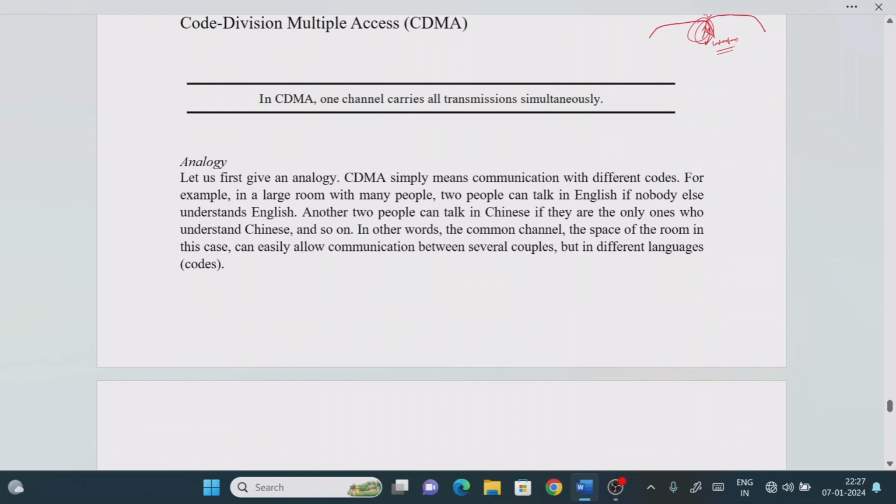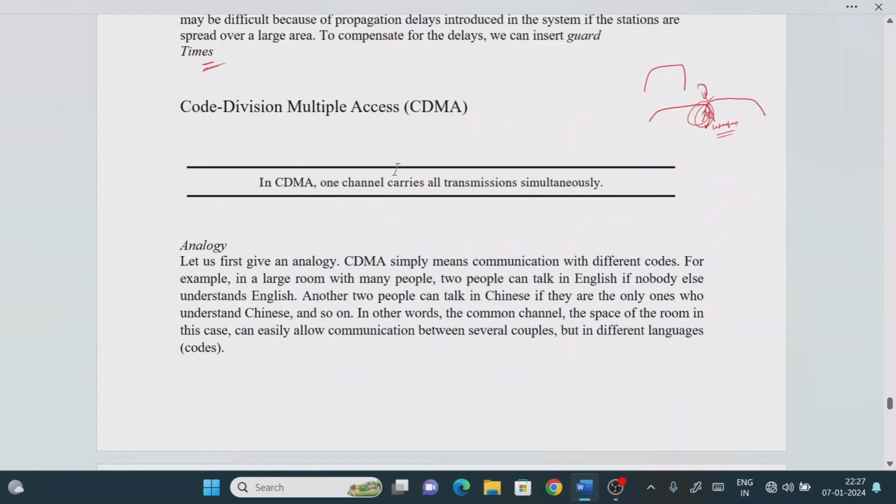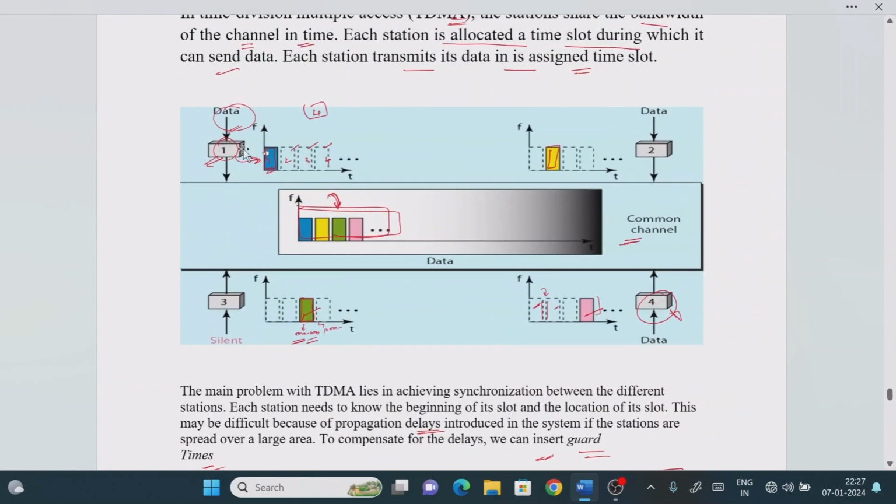CDMA simply means communication with different codes. It means that to each station we are going to assign some pseudo random code. That code we are going to generate, and it will be assigned to each station. But the receiver, suppose for example S4, wants to know this information, this code, whatever code we assign to station 1, this S4 has to know it. Then only can he retrieve that information. If he doesn't know, he cannot.